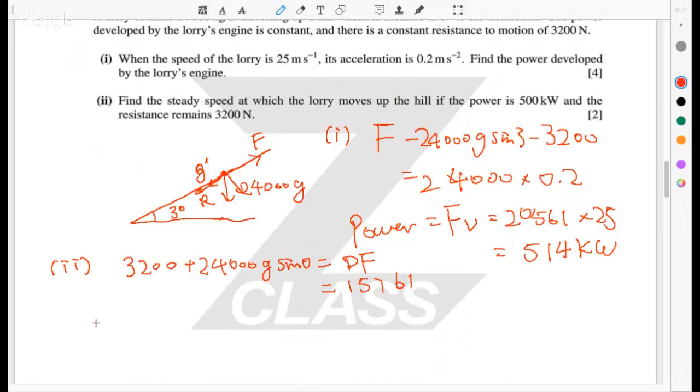So all of the driving force is balanced out by the force against the motion. And we should use the formula P equals FV again. But now we want the velocity, so V should be P over F. And that will be 31.7 meters per second.